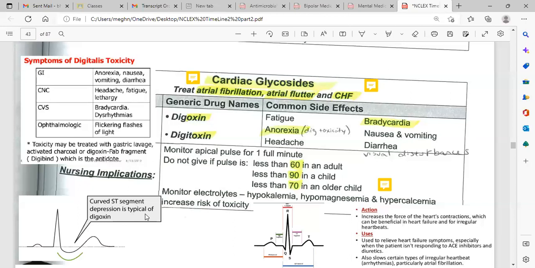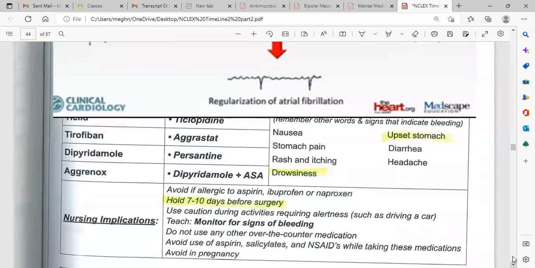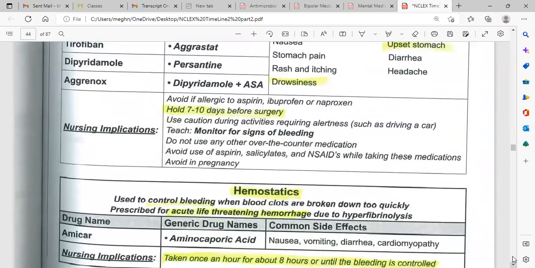So what action should we take? Digoxin increases the force of heart contraction, which can benefit the heart failure patient or a patient with an irregular heartbeat, right? And what next?